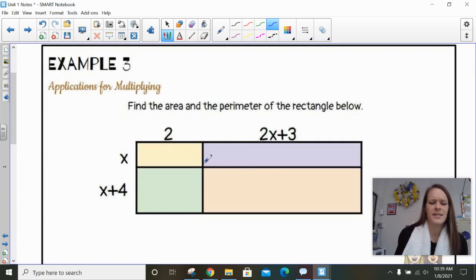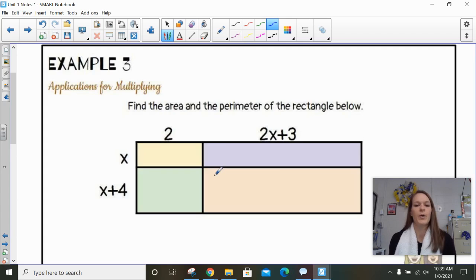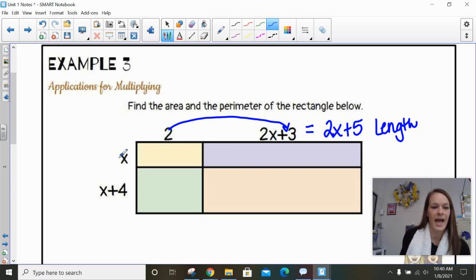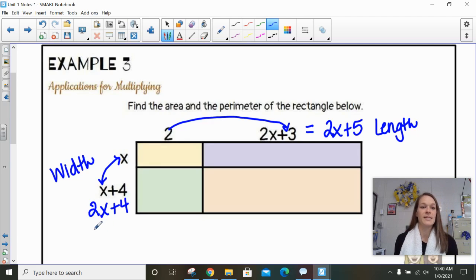All right, I'm not really sure why this example is kind of set up this way, but when you have stuff like this that's set up around a box, like this 2 can be added over here to this 3, okay? And this would make this become 2x plus 5, okay? So our length for this rectangle is 2x plus 5. All right, and then over here, I can add these two x's together and make my width 2x plus 4, okay? So that's going to be your easiest option to go here, all right?